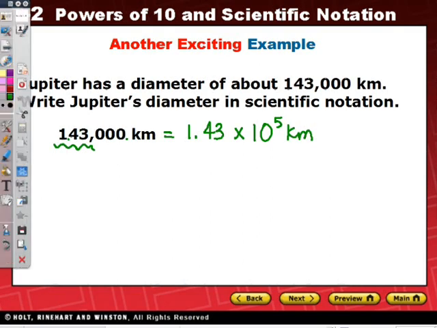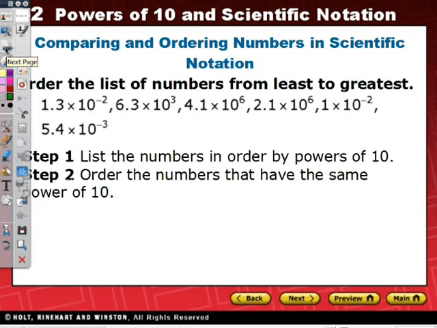Okay, almost done. Last little bit here. Ordering numbers from least to greatest when they're in scientific notation. Now, you could, of course, take them all out of scientific notation and then put them in order and then rewrite the answer back in scientific notation, but that seems like kind of a pain. So instead, we're just going to leave them in scientific notation. The powers of 10 really tell you in general how big a number is. So the first step is just to put them in order by powers of 10.